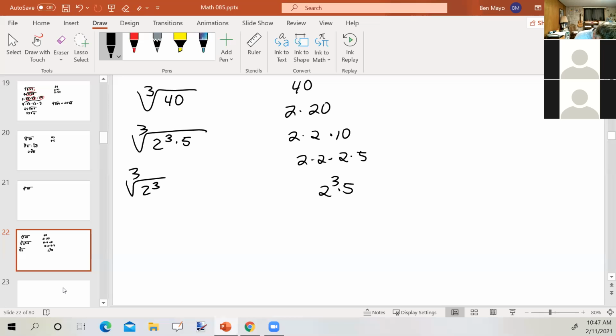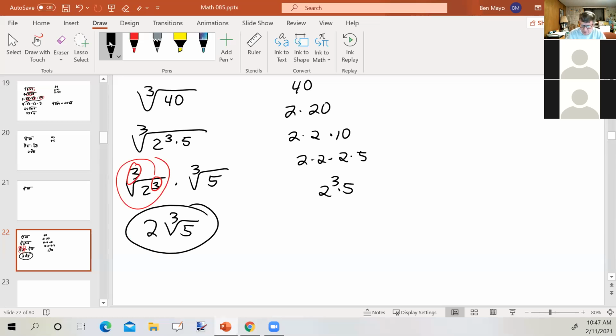The cube root of 2 cubed times the cube root of 5. Well, here is that the nth root of a to the n is a, so the cube root of 2 cubed is 2. That 2 is outside of the radical. The cube root of 5, I can't do anything with that, so there's my final answer. So if you can't see where to go, prime factoring will help you to see what's there. Any questions about that one?